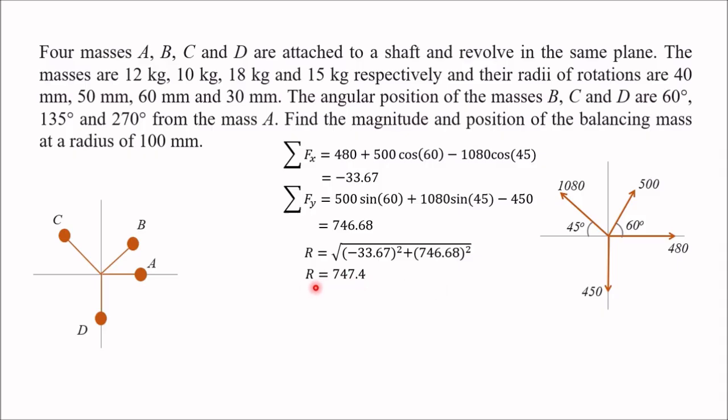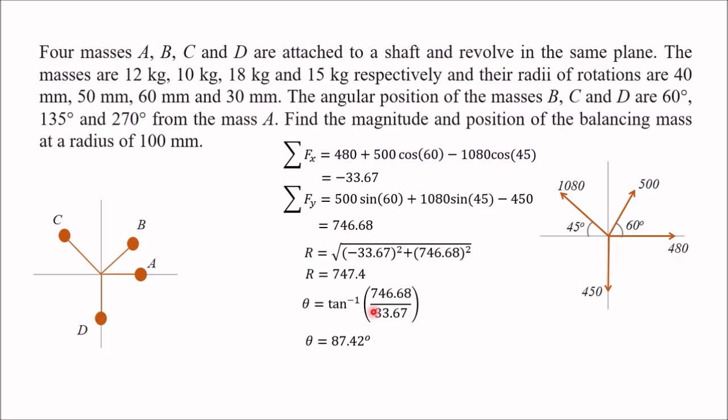Now the direction of this resultant can be determined using sigma Fy upon sigma Fx. So theta is equal to tan inverse of sigma Fy upon sigma Fx. Sigma Fy is 746.68 and sigma Fx I have taken positive here, 33.67. You always have to take positive values, so you will get a value of theta between 0 and 90 degrees. What you get is 87.42 degrees.